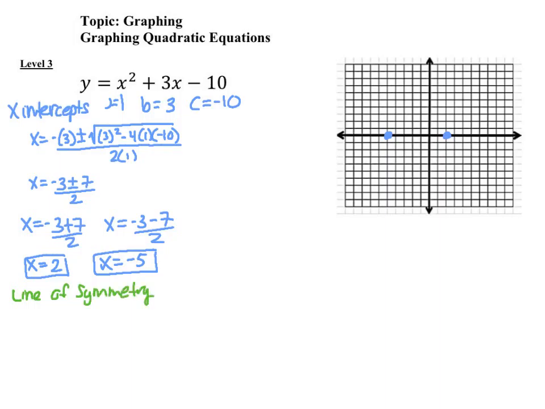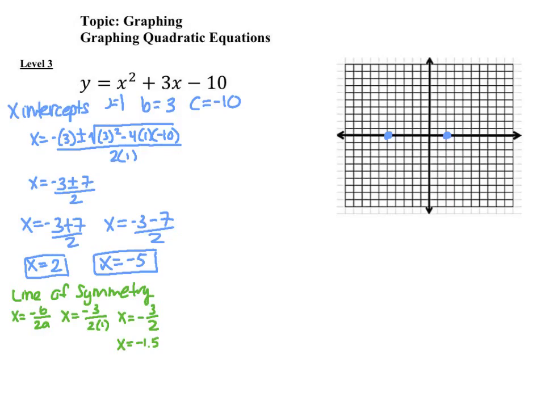The line of symmetry has the equation of x equals negative b over 2a. My b value is 3 from above, and my a value is 1. So let's plug that in. I get x equals negative 3 over 2 times 1. So x equals negative 3 over 2. Now in this case, because working with decimals might be easier, I'm going to change the fraction to a decimal, and I'm going to get x equals negative 1.5.